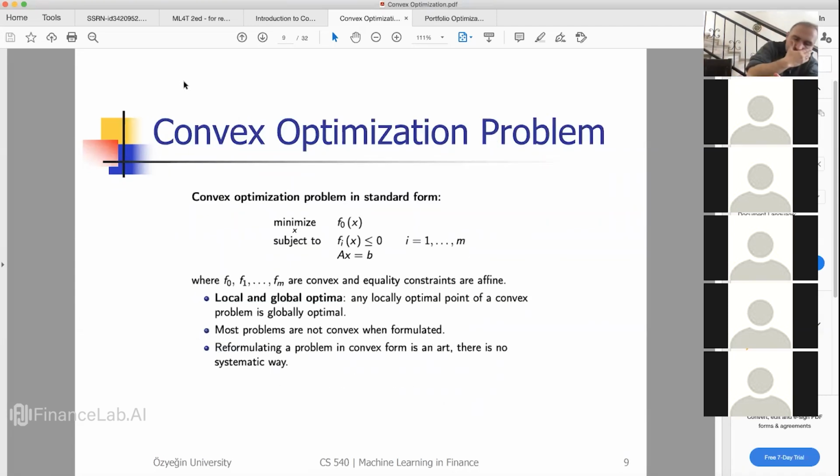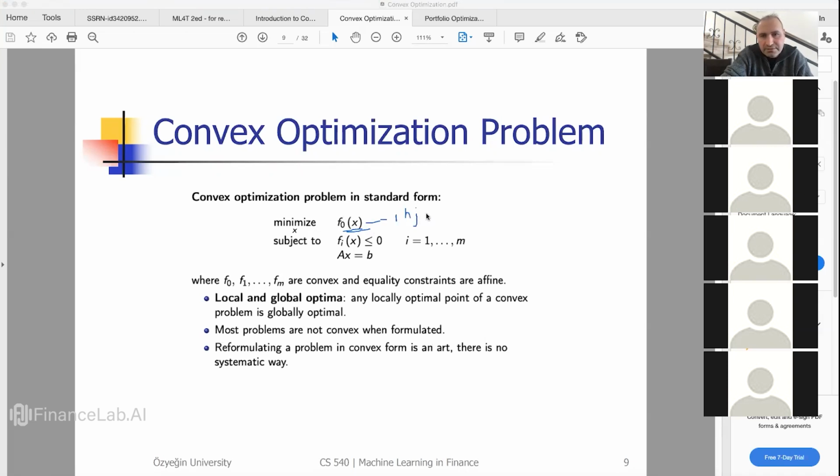And the one subtype of optimization problem that we will deal with in this course is convex optimization. In standard form, convex optimization is something like this. So we have again f0(x). The formulation is slightly different than the general optimization problem. We try to minimize over x the objective function f0(x).